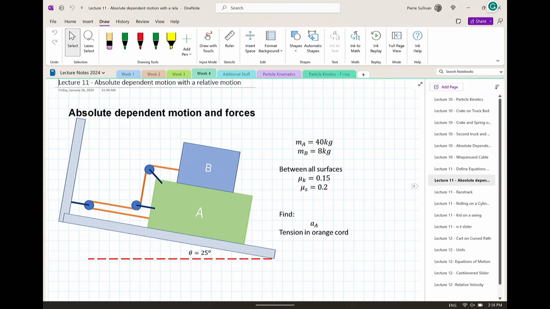So I have a ramp with an angle of theta equals 25 degrees. On there, I have a mass A, which has 40 kilos, and mass B, which is 8 kilos. The coefficient of kinetic friction between all surfaces is mu sub k equal 0.15, and mu sub s, the coefficient of static friction, is 0.2. And again, this is what you expect. Mu s is always going to be greater than mu sub k. Find acceleration A, which is the tension in the orange cord.